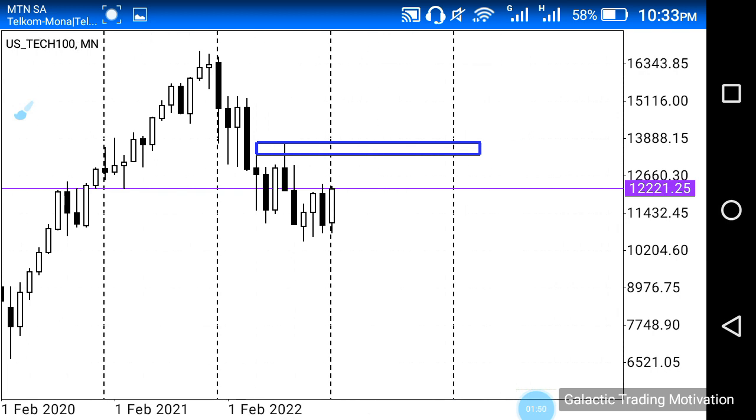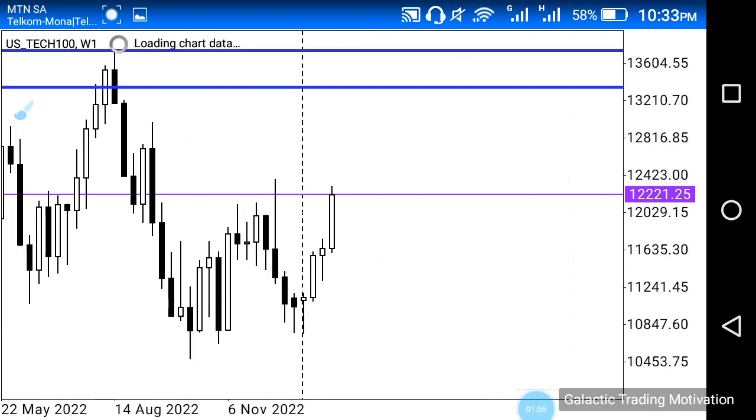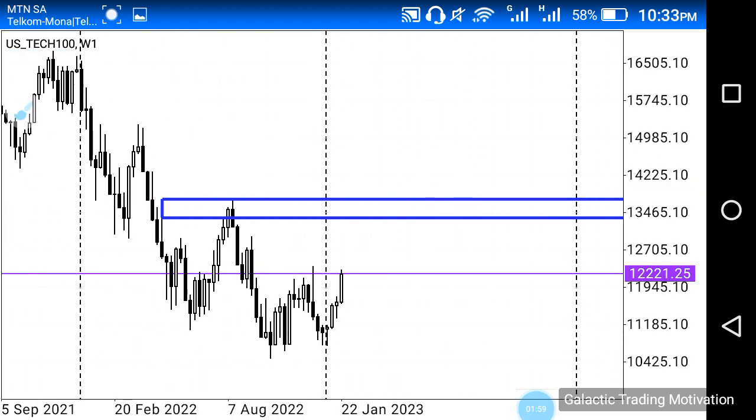What else do we see, guys, on the monthly chart that we should be paying attention to? At this point, I don't see much really. So what I'm going to do is head down to the weekly chart rather. And here we are on the weekly chart.